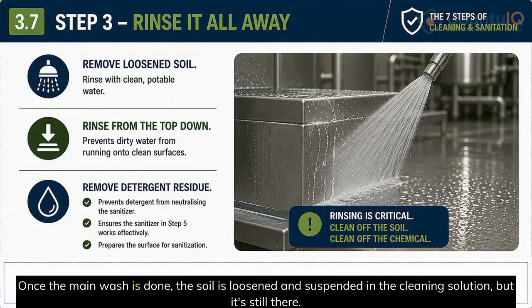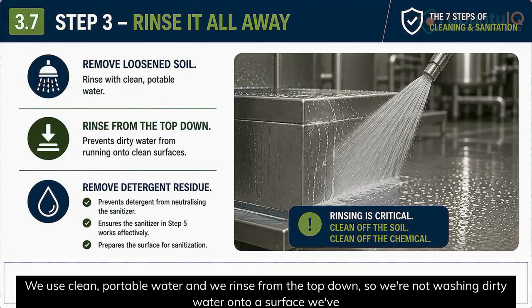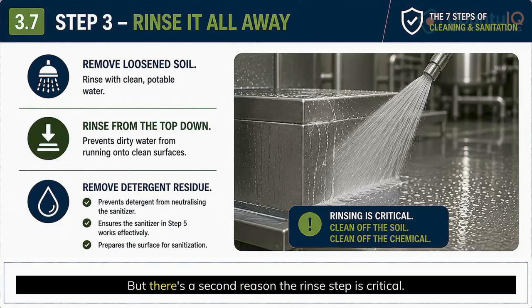Once the main wash is done, the soil is loosened and suspended in the cleaning solution, but it's still there. The rinse step is what physically removes it. We use clean potable water and we rinse from the top down, so we're not washing dirty water onto a surface we've already cleaned. But there's a second reason the rinse step is critical.